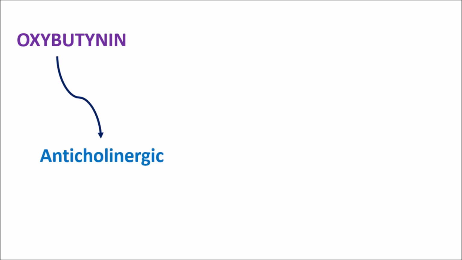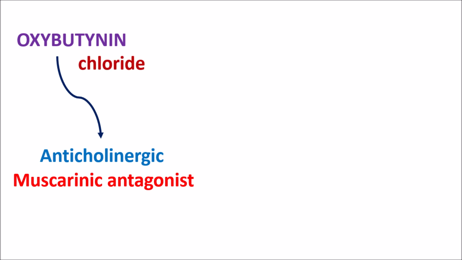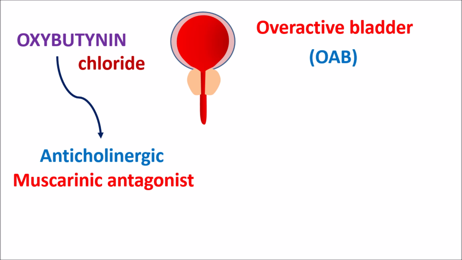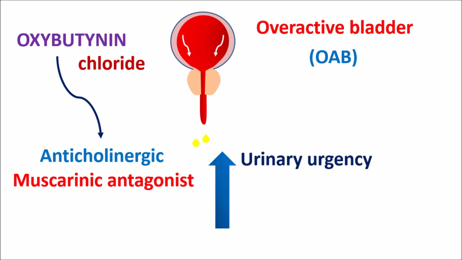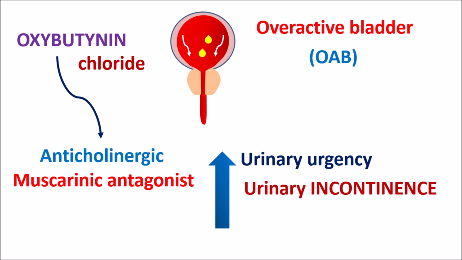Oxybutynin is one of the anticholinergics and it is classified as a muscarinic antagonist. This drug is available in its salt form, oxybutynin chloride. It is used in the treatment of overactive bladder. In such people, a few symptoms like urinary urgency, urinary incontinence, and increased urinary frequency can be observed. Oxybutynin acts as a bladder relaxant and it can relieve these symptoms.